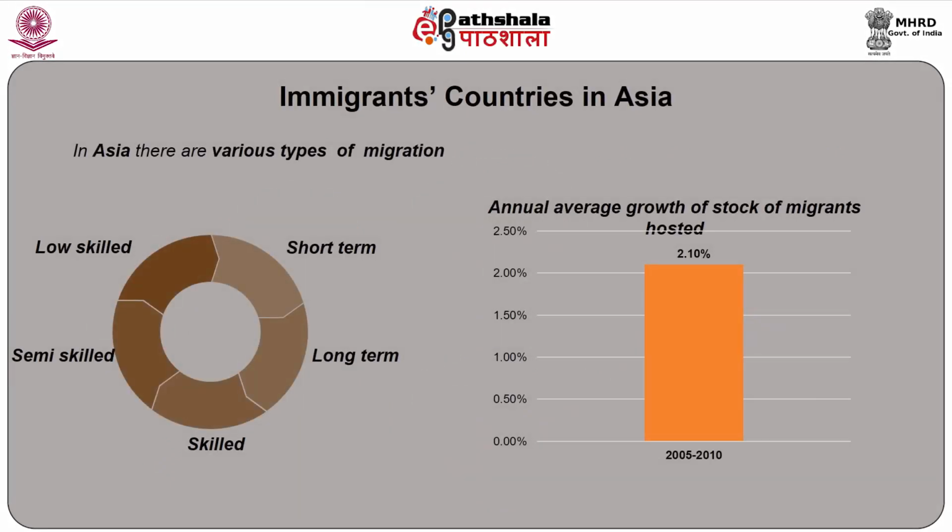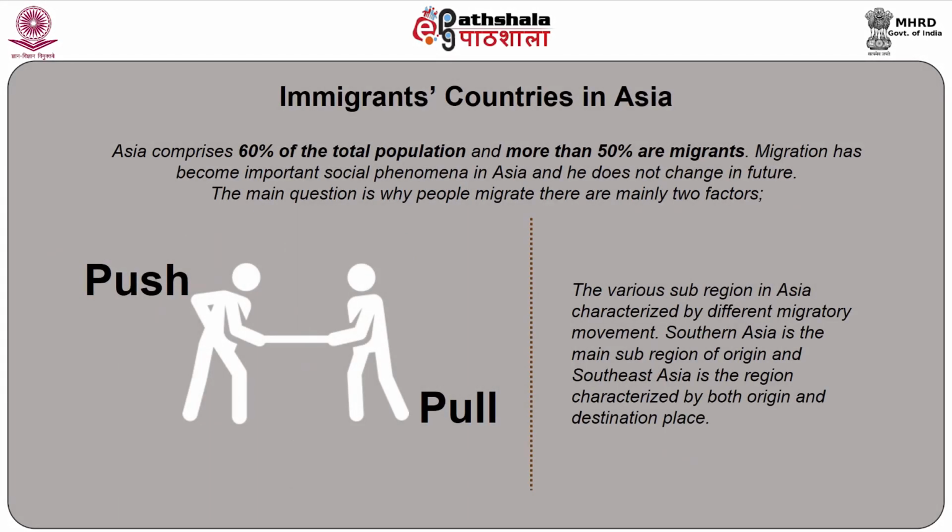In Asia, there are various types of migration, including short-term migration, long-term migration, skilled migration, semi-skilled migration, low-skilled migration, etc. Asia has exhibited the highest growth as a host region for migrants in the 2005 to 2010 period, with an annual average growth rate of 2.1% in the stock of migrants hosted by the region during the period. Asia comprises 60% of the total population and more than 50% are migrants. Migration has become an important social phenomenon in Asia and will not change in future.